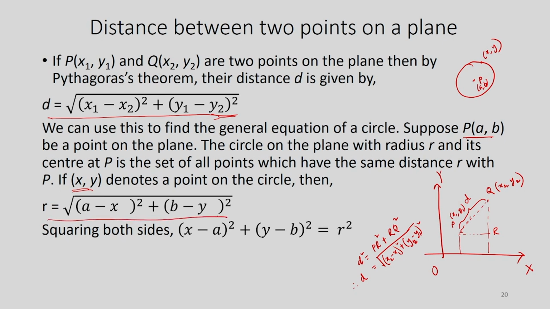This is the distance formula that I have used: (a minus x) whole square plus (b minus y) whole square, and root over that should be equal to r, r is the radius. And if I square both sides to remove the square root sign, I get this as the equation of a circle.